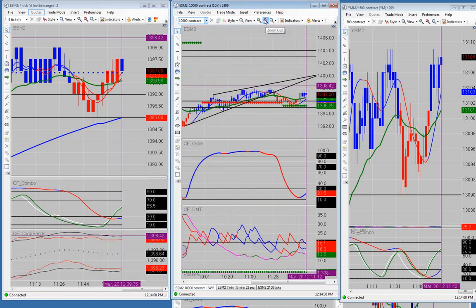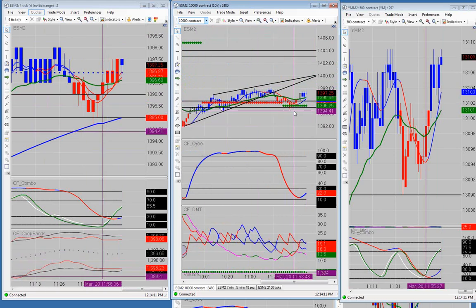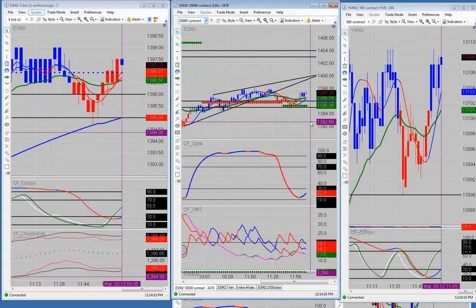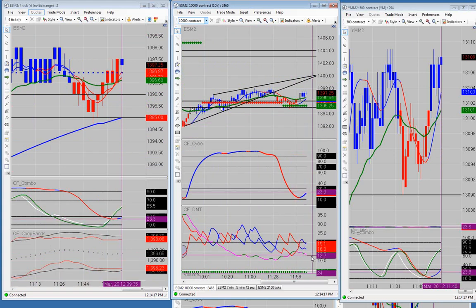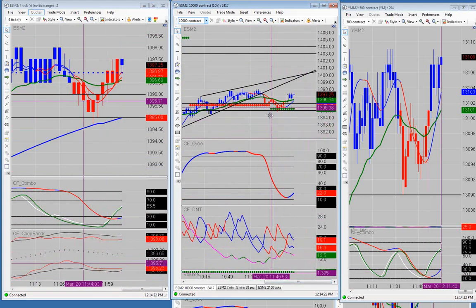Okay, it's been a pretty messy sideways day. All the politicians that have been talking have pretty much drawn the market right down.